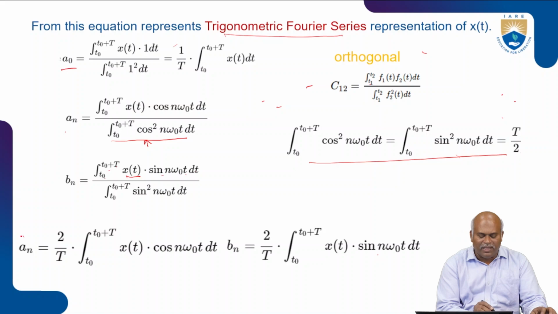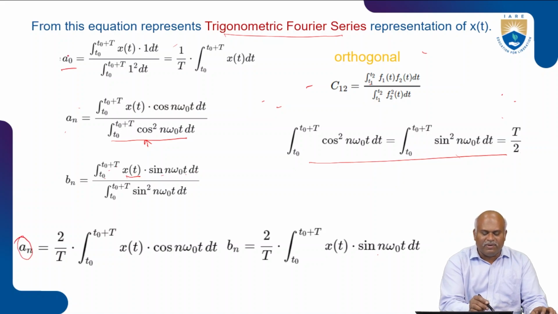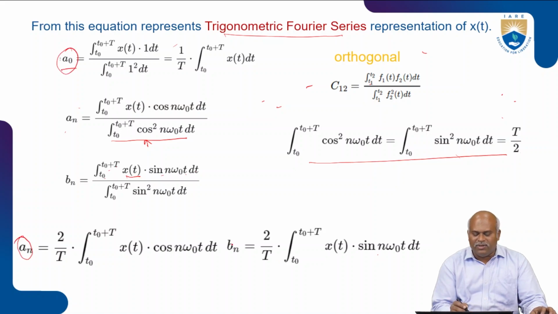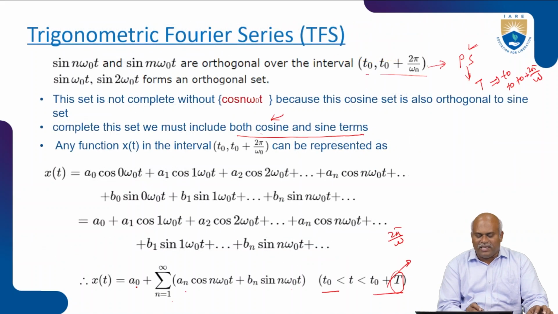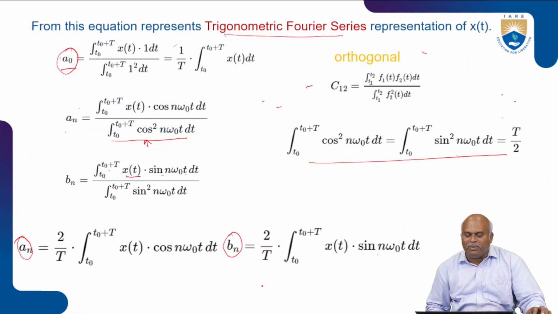Now we find the coefficients. What are the coefficients? A0, An and Bn. We got the equations for A0, An and Bn. Together they are represented as the trigonometric Fourier series coefficients. Those things we got.